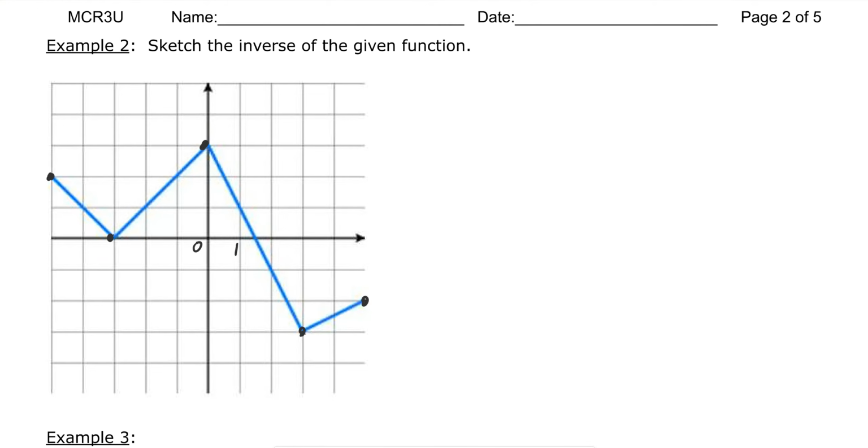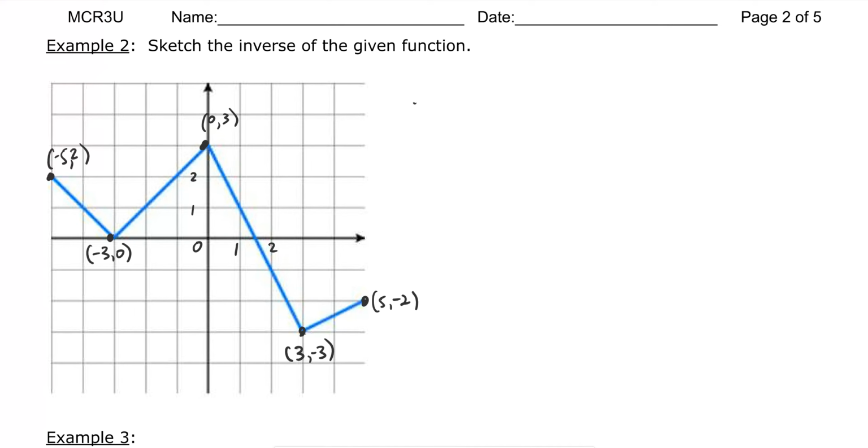So if we assume every square is one unit for my scale, we can determine the coordinates of the points on this graph. So I'm going to have (-5, 2), and here I have (-3, 0), and over here I have (0, 3), and down here I have (3, -3), and then (5, -2).